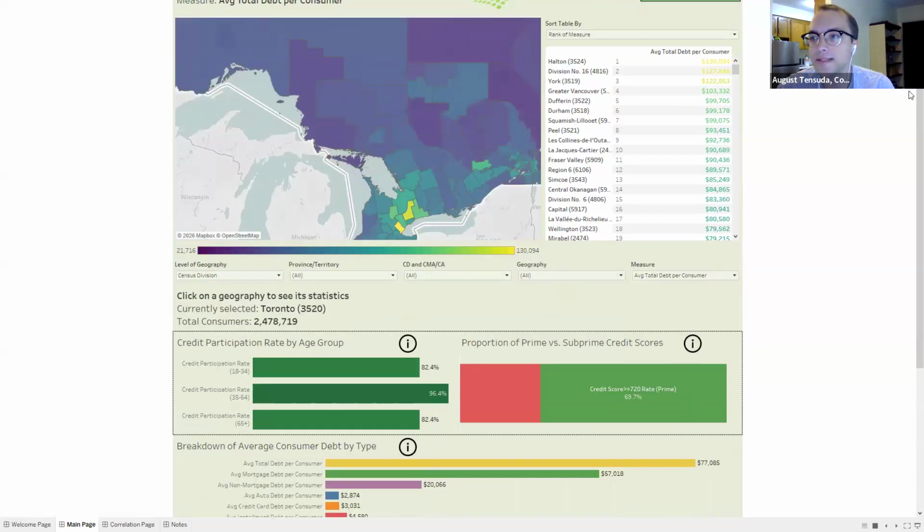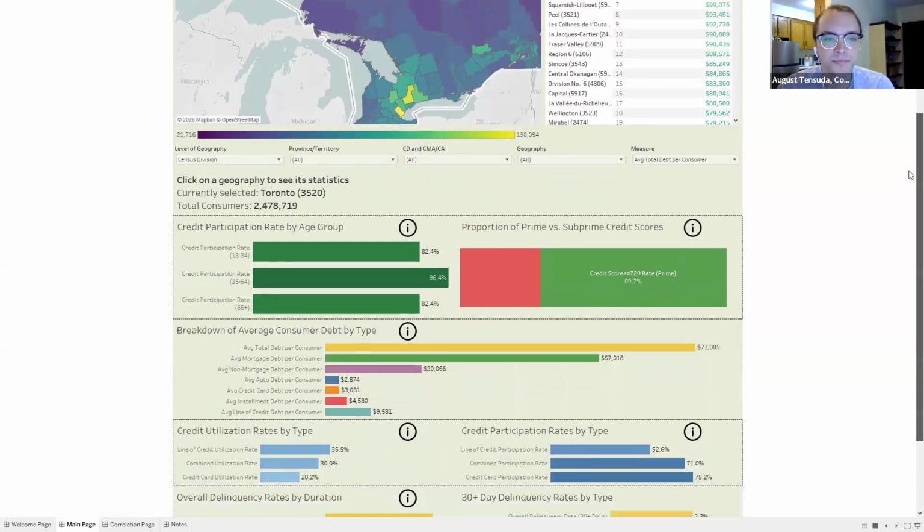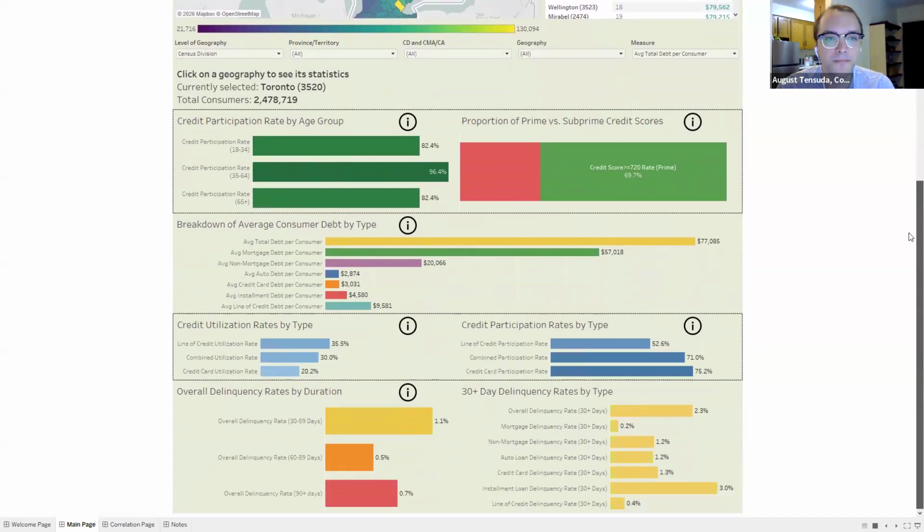So if we scroll down now, we'll get some charts. So you can see from this title that we clicked on Toronto and that they have a total consumers of 2.478 million. The first chart that we have here is participation rates.